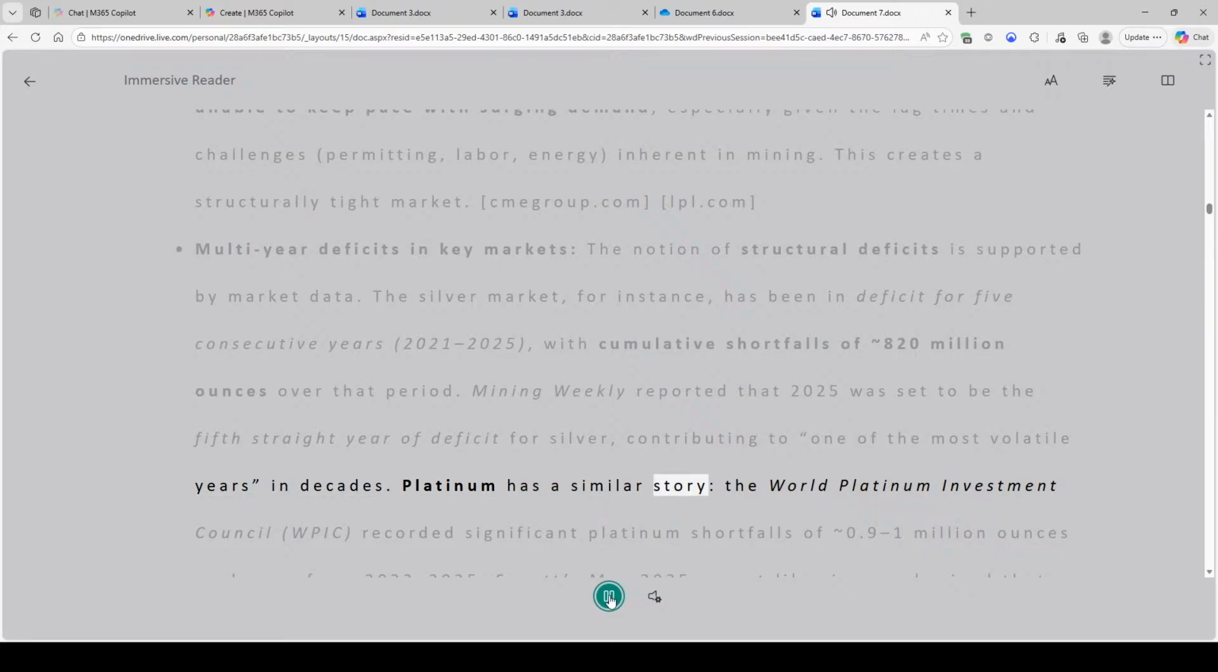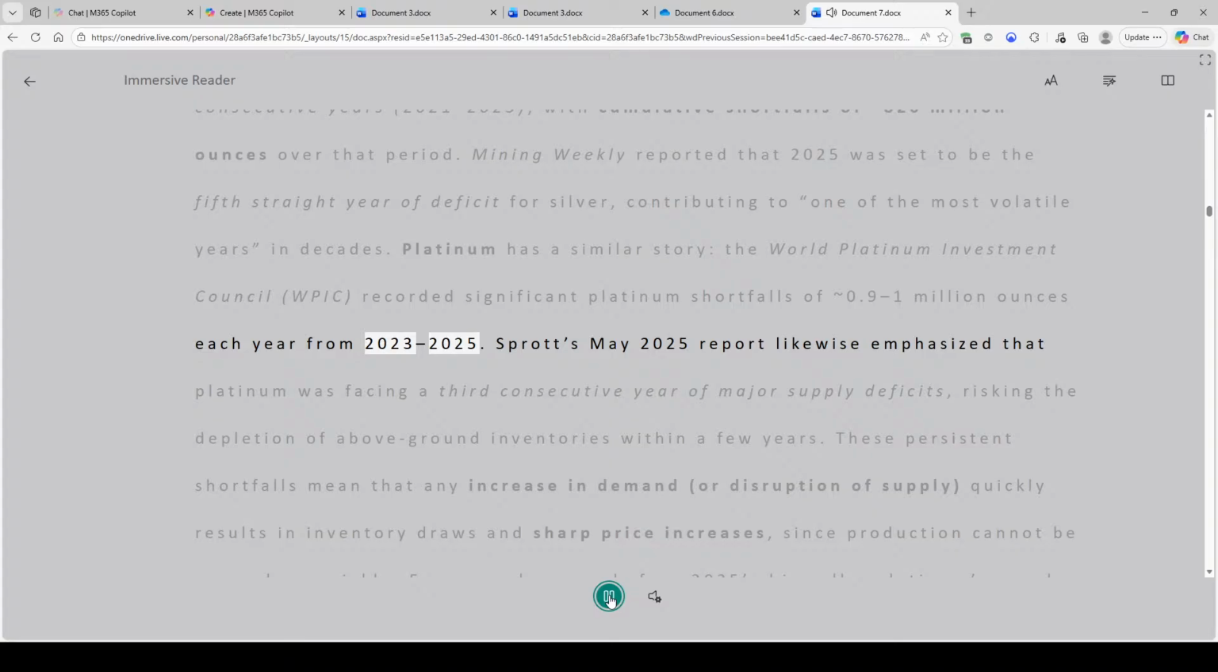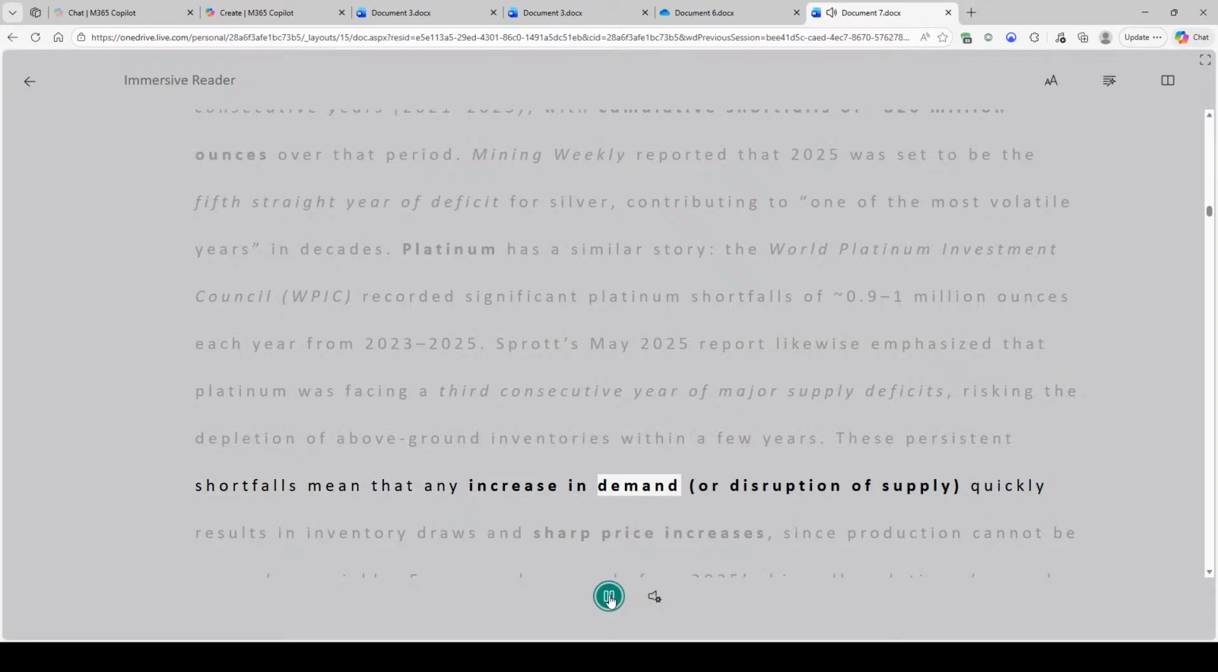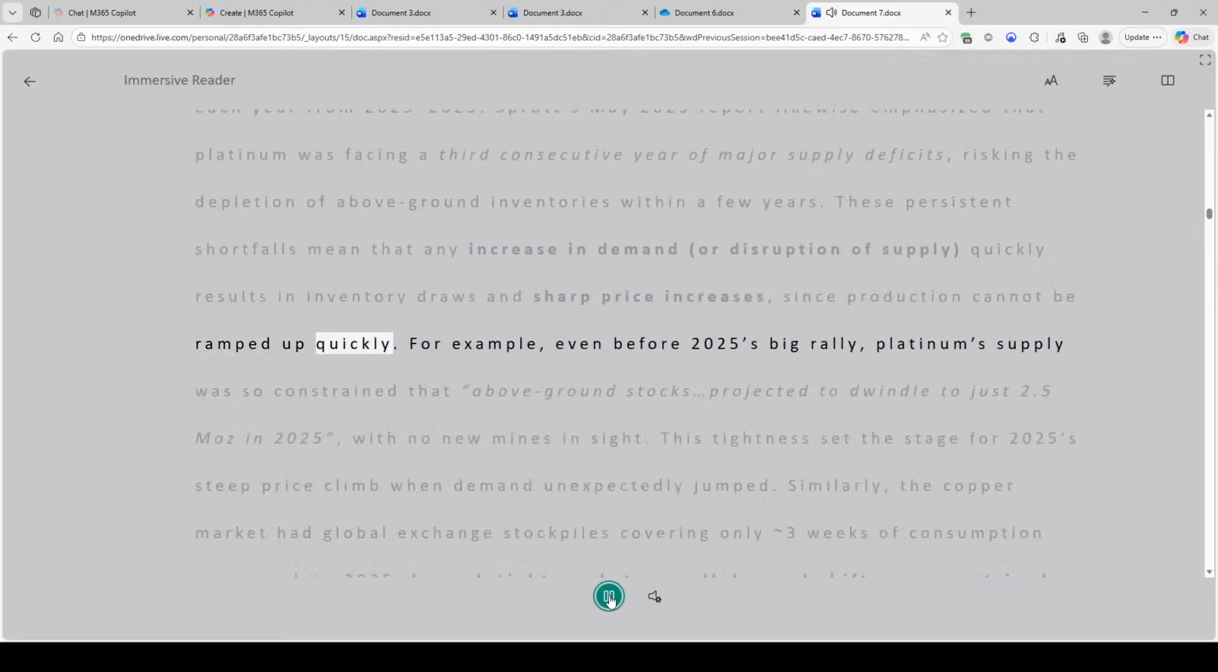Platinum has a similar story. The World Platinum Investment Council, WPIC, recorded significant platinum shortfalls of 0.901 million ounces each year from 2023 to 2025. Sprott's May 2025 report likewise emphasized that platinum was facing a third consecutive year of major supply deficits, risking the depletion of above-ground inventories within a few years. These persistent shortfalls mean that any increase in demand, or disruption of supply, quickly results in inventory draws and sharp price increases, since production cannot be ramped up quickly.